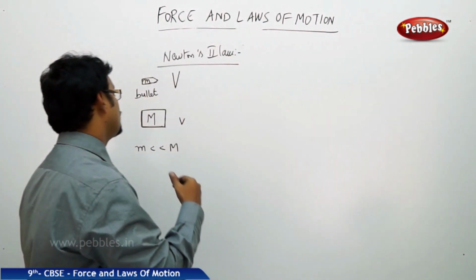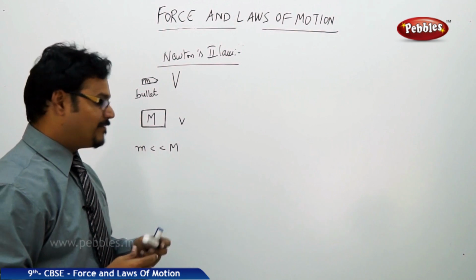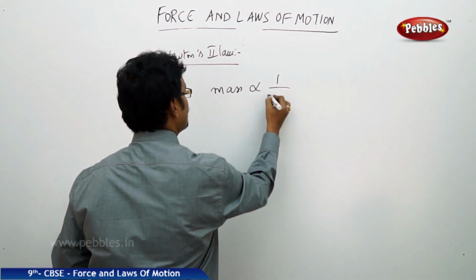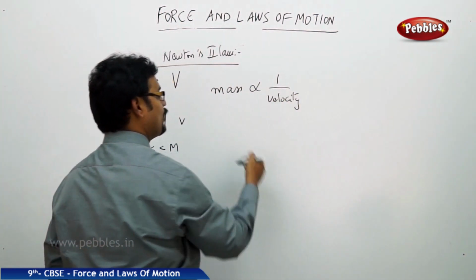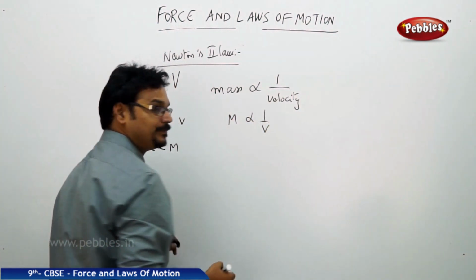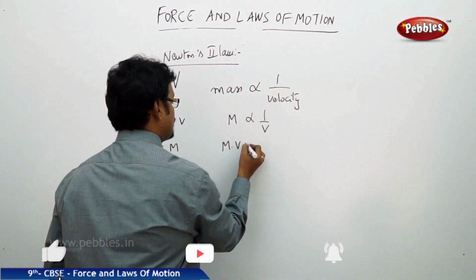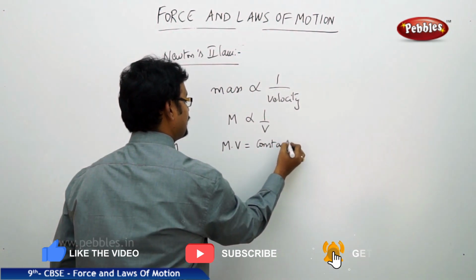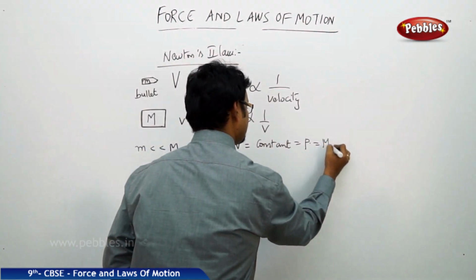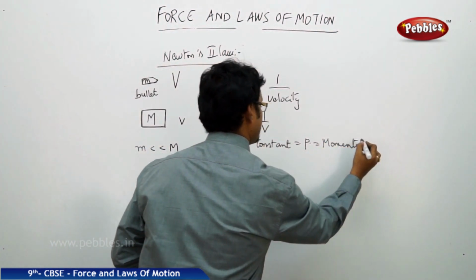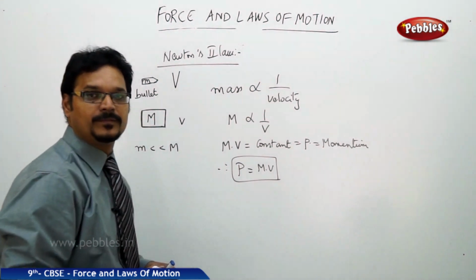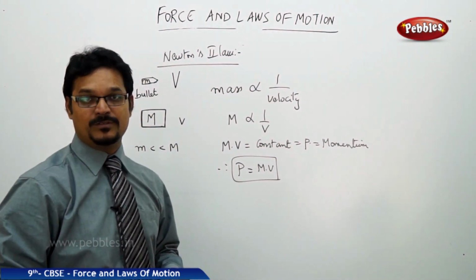So from this observation, Isaac Newton confirmed that mass is inversely proportional to velocity. The more the mass, the lesser the velocity. So m is inversely proportional to v. If you take v to the left hand side, mv equals a constant, and he gave it the name p. P means momentum. So momentum p equals mass times velocity. This was the first observation by Isaac Newton: momentum.